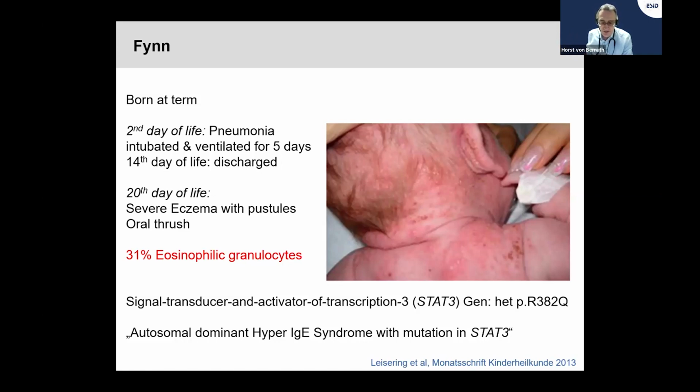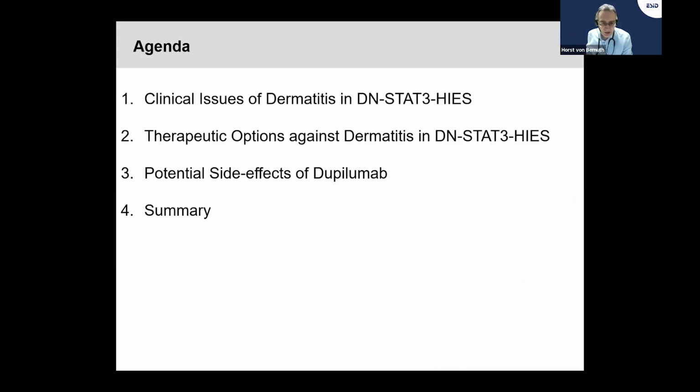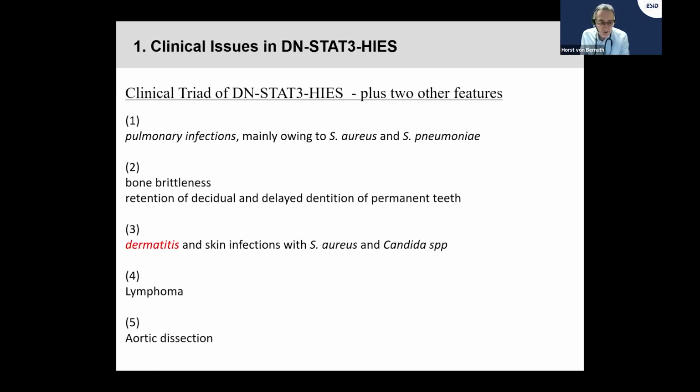So this is STAT3 mutation autosomal dominant hyper IgE syndrome. What are the clinical issues of dermatitis in dominant hyper IgE syndrome? The clinical issues go beyond the clinical triad. You have the pulmonary infections caused by Staph aureus and Streptococcus pneumoniae. You have the bone brittleness, the retention of deciduous teeth and delayed detention due to the impact on the TGF-beta pathways, and you have the dermatitis, and we will focus in this case report on the dermatitis. And you have the issues of lymphoma and aortic dissection. We will discuss this later in the seminar.